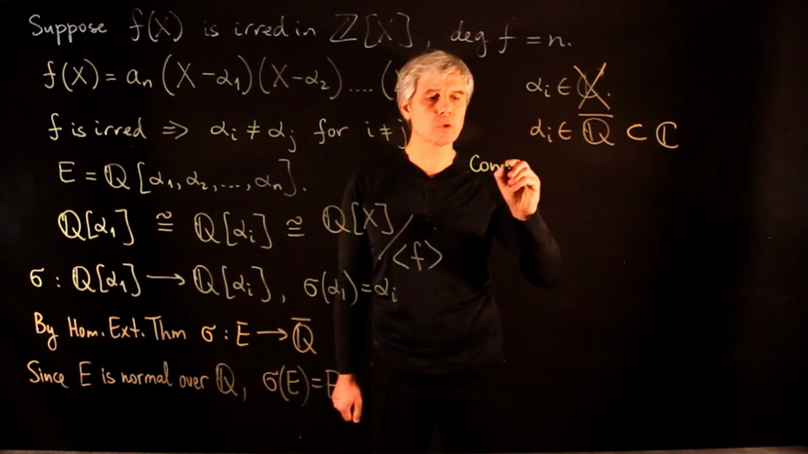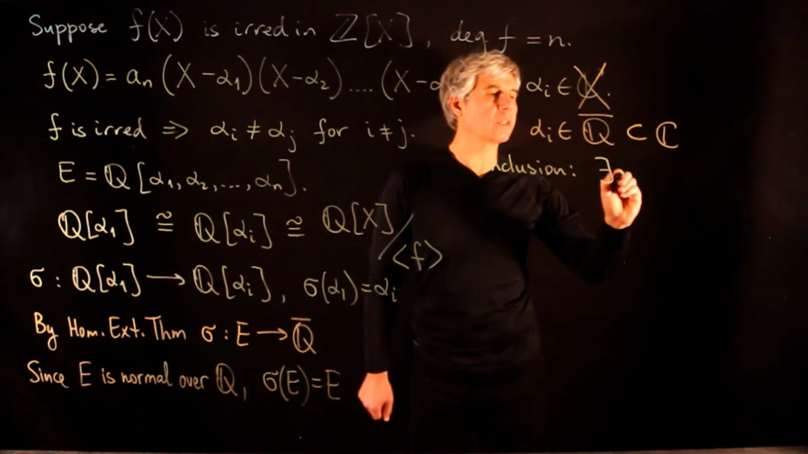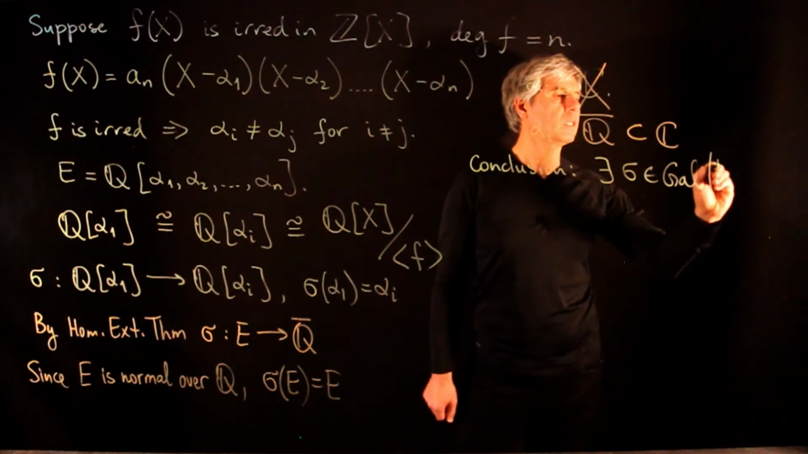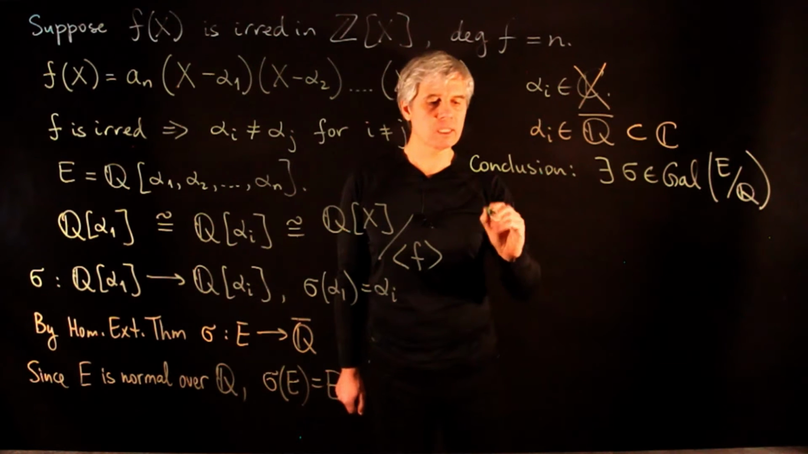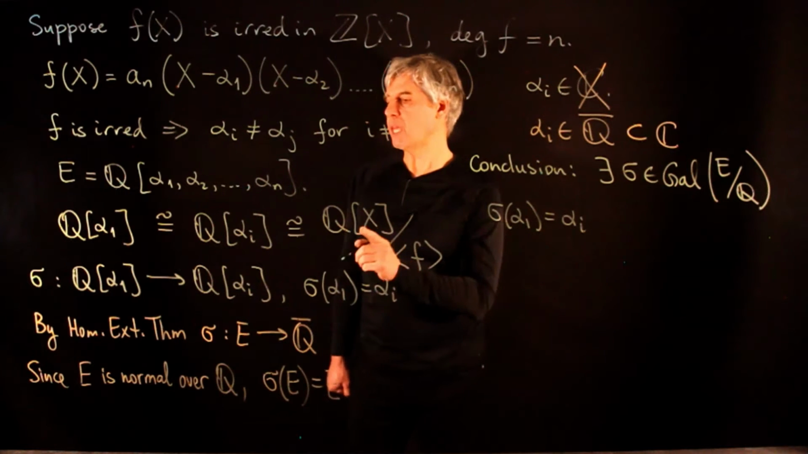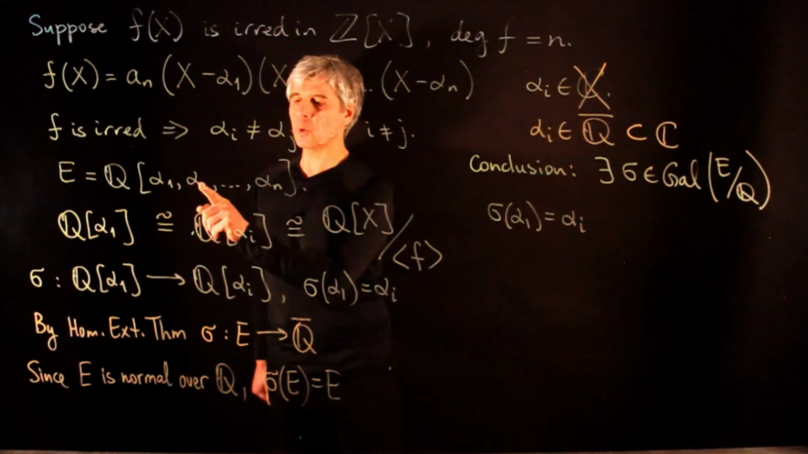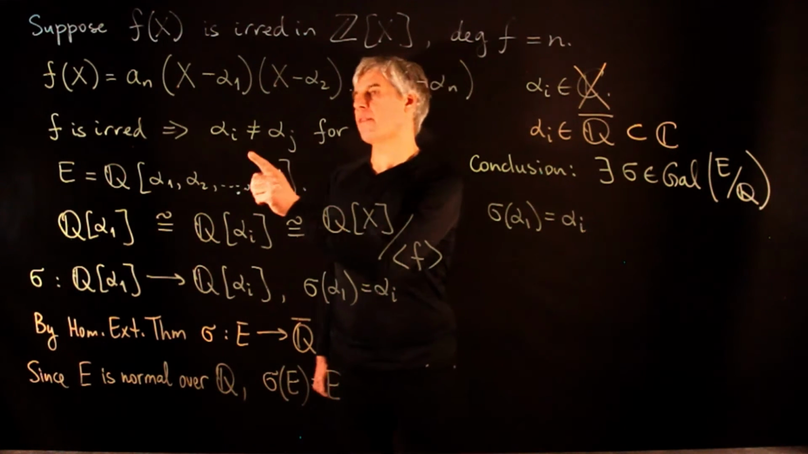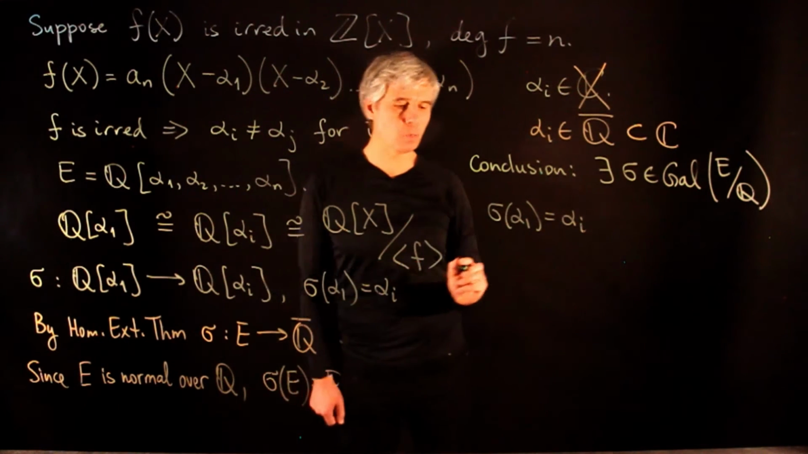And we have the following conclusion, that there exists an element sigma in the Galois group of E over Q, such that sigma of alpha 1 is equal to alpha i. So this means that with elements of a Galois group, we can map alpha 1 to any other root of this irreducible polynomial. This means that all these roots form a single orbit under the action of the Galois group.